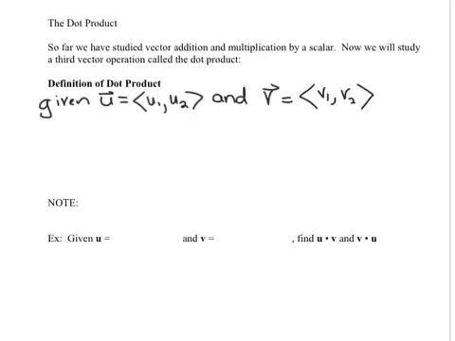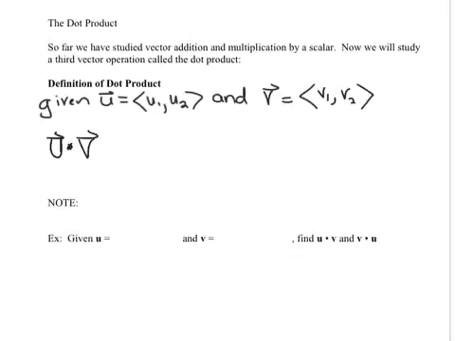In this lesson, we're going to define something called the dot product. And we need the dot product to do some other calculations with vectors. So the dot product is an operation with two vectors. So if I'm given vector u is u1 and u2, and vector v is v1 and v2, then we're going to define the dot product like this. U dot, which is a solid circle, a solid dot, v.